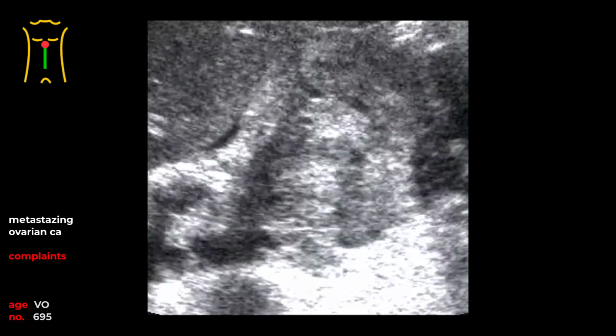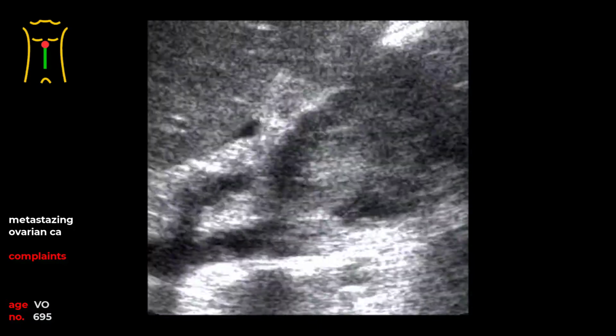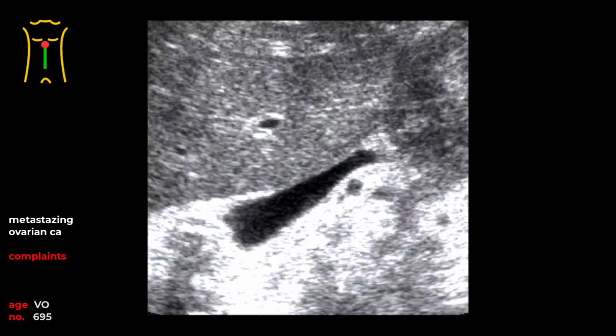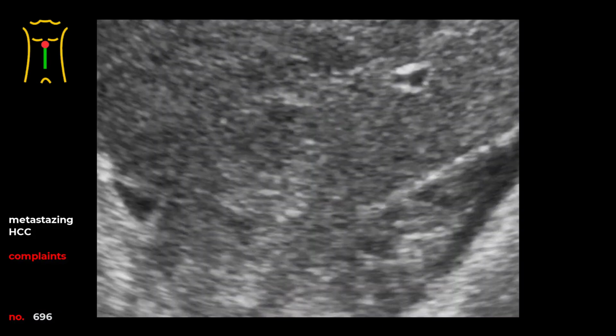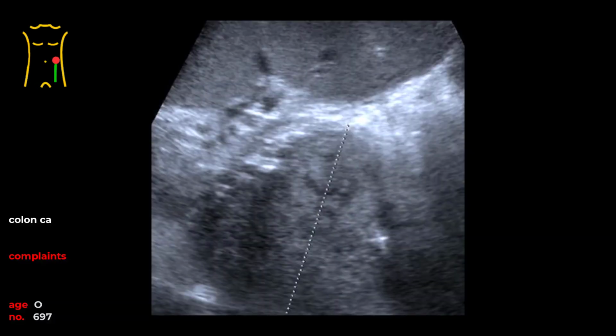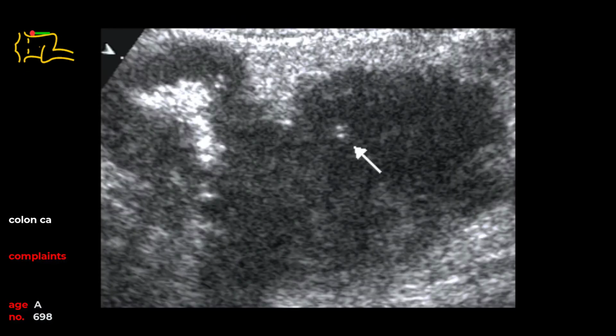695, you see the seldom case of an ovarian carcinoma metastasizing to the cava inferior. 697 depicts a colon carcinoma of the left flexure near the hilum of the spleen. And 698 demonstrates the diagnosis of another left flexure colon carcinoma via fine needle puncture. Note the tip.